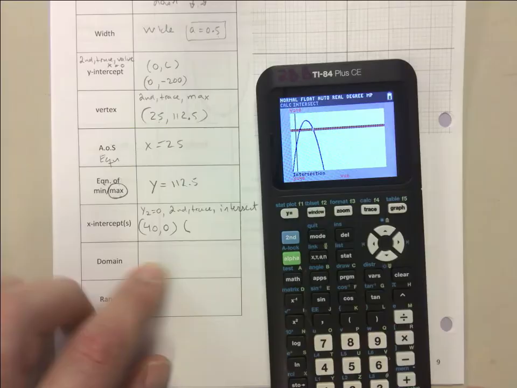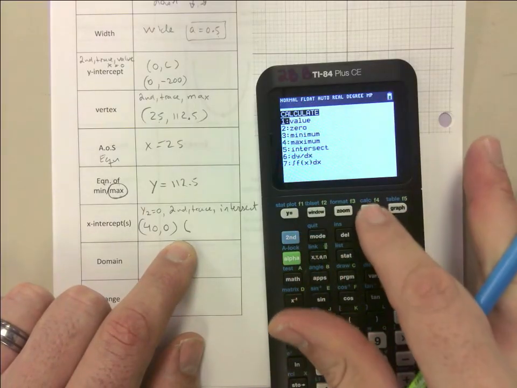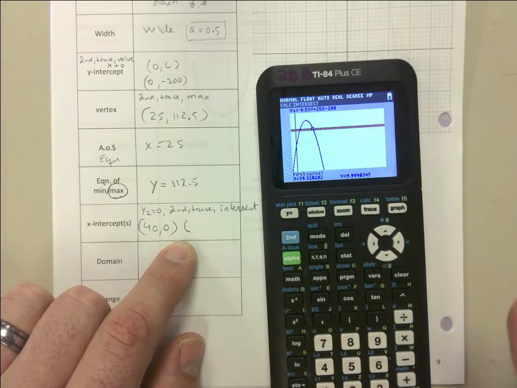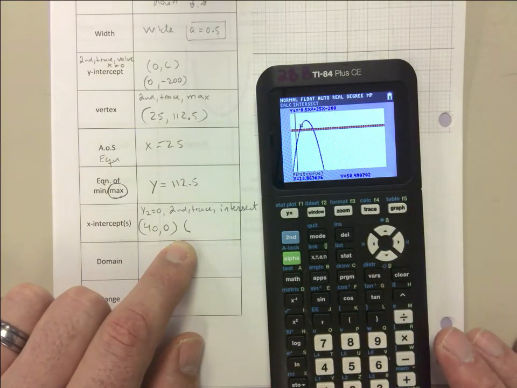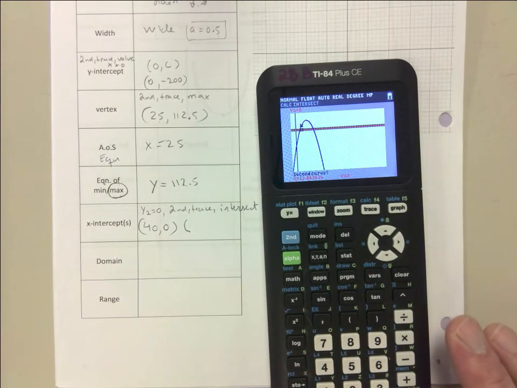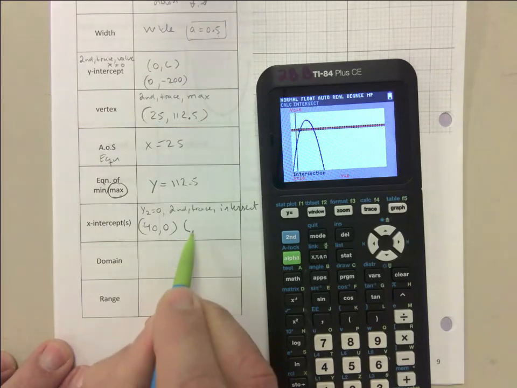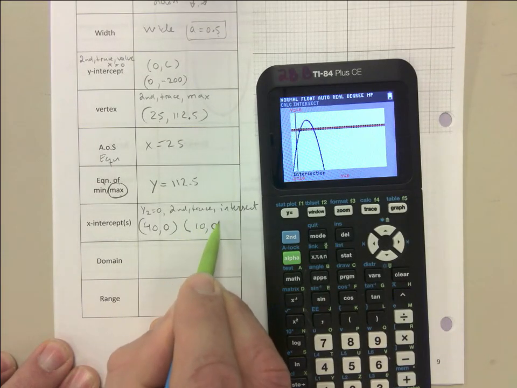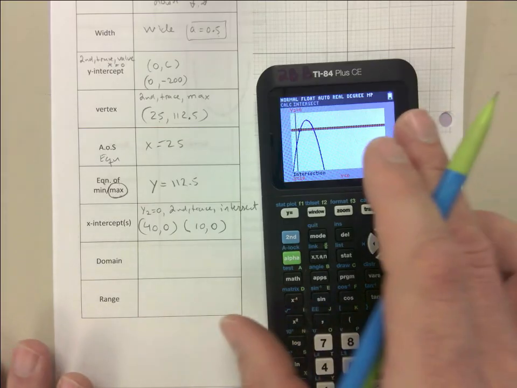And the second one, you repeat this process. Second, trace, intersect again. You go to it. You press enter 3 times. Enter, enter, enter. There it is. 10, 0 is the other one. There you have your x-intercepts. Domain and range, we're going to wait with it for today. Okay?